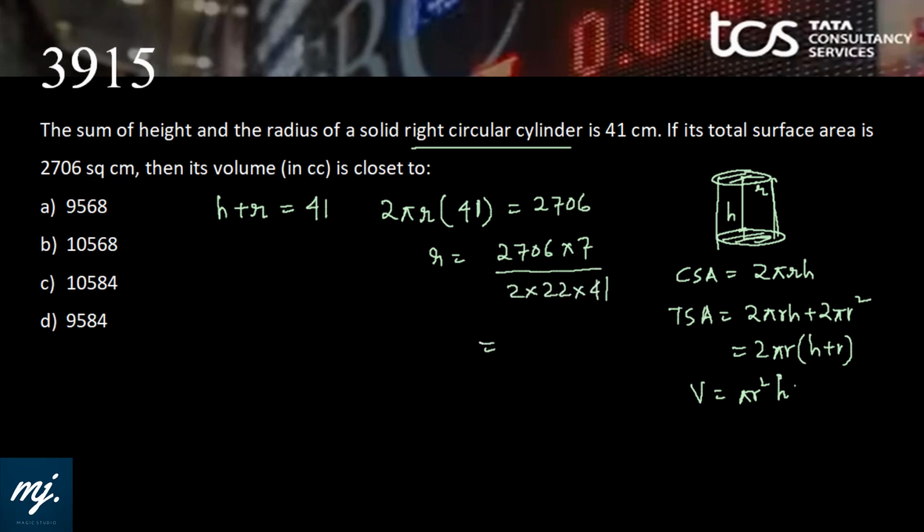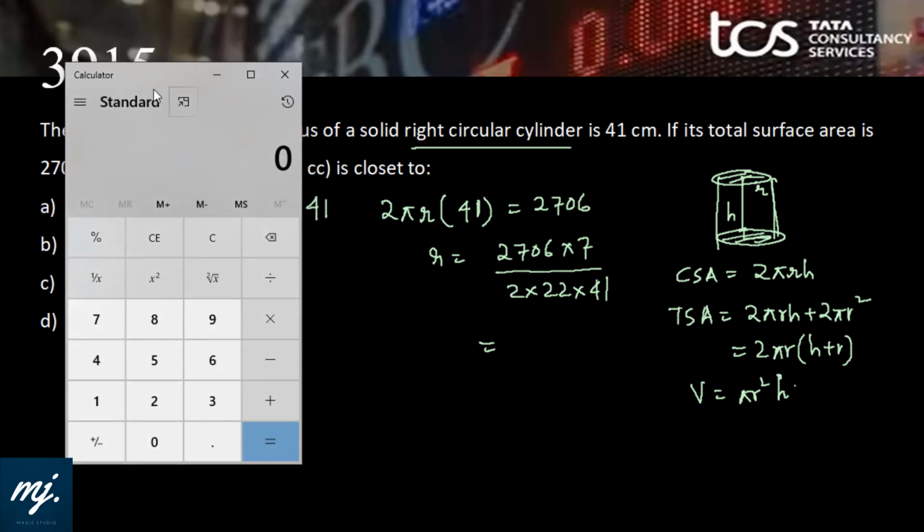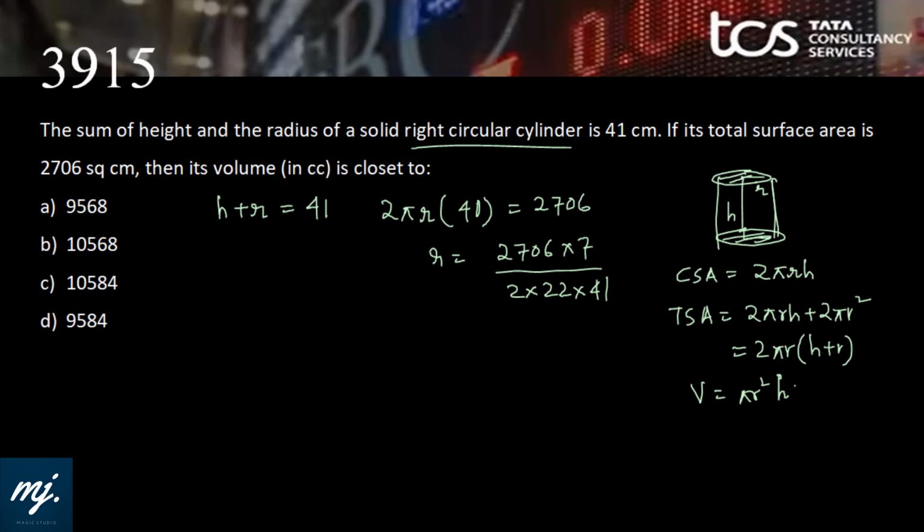So let's have the value of r first, and we can use a calculator for this. The value of r would be 2706 into 7 divided by 44 divided by 41, that is 10.5. So radius is 10.5. Height is 41 minus 10.5, that is 30.5.